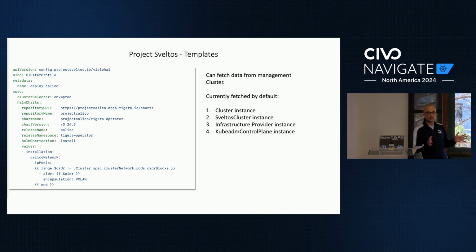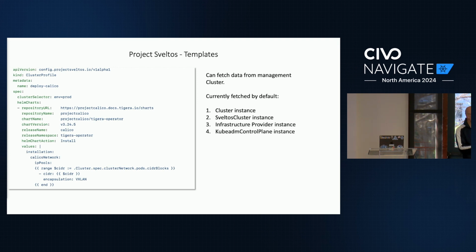Let's say that I want to deploy this in every production cluster. I might have 10 production clusters. I do not know upfront what pod CIDR blocks are going to be assigned to each one of those clusters, because maybe when the cluster is created, I have a mechanism to allocate a pool for that new cluster. So in this case, you can pass Sveltos a configuration which is expressed as a template. And Sveltos can fetch resources which are present in the management cluster at runtime.